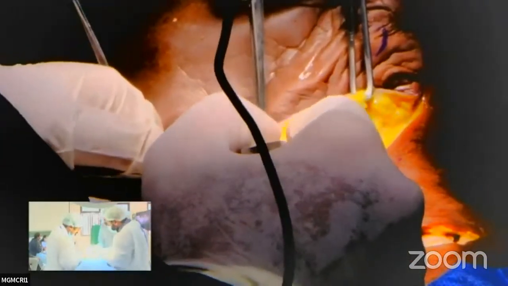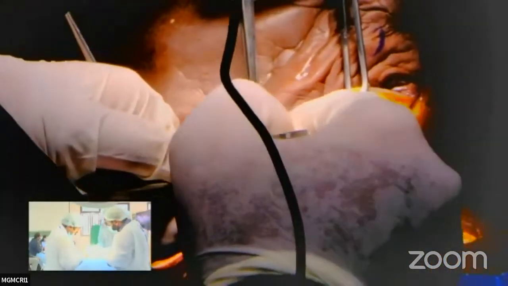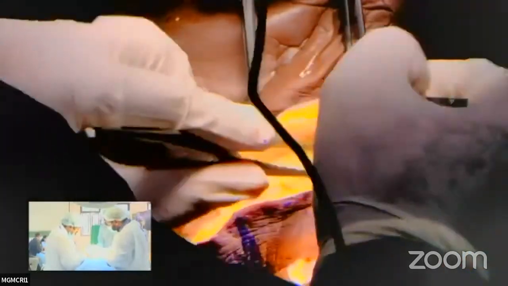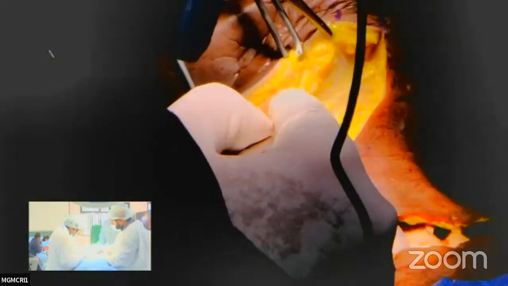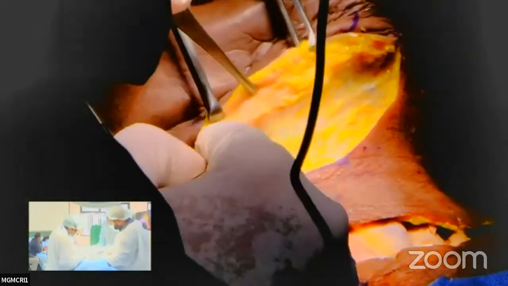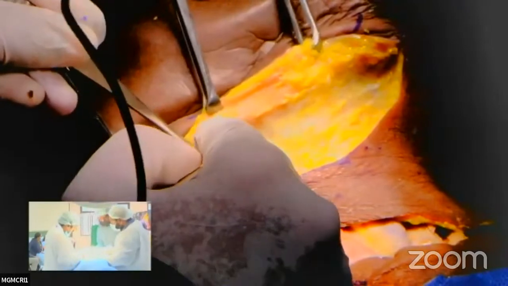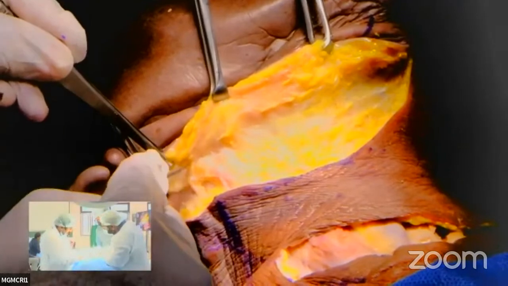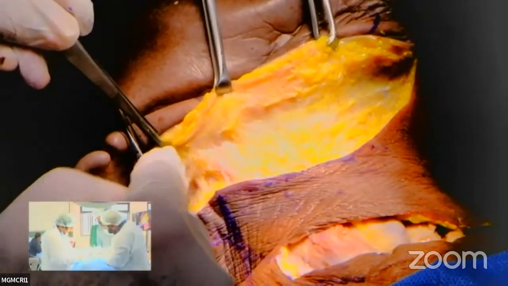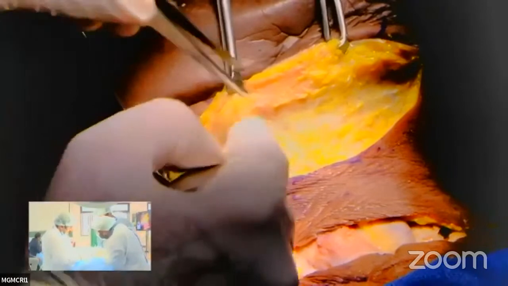So now when you raise the flap, you have to see on the upper end of the flap the bare platysma should be there. All the fibrofatty tissue should be on the patient. So we are raising the superior flap. We don't cut the external jugular vein as much as possible. Try to preserve the greater auricular nerve. This is the greater auricular nerve.